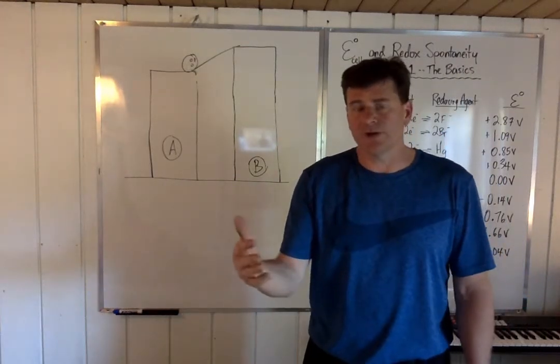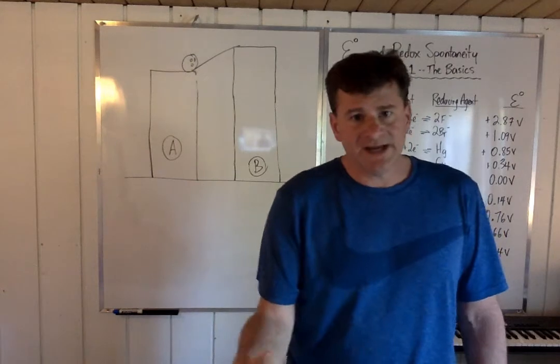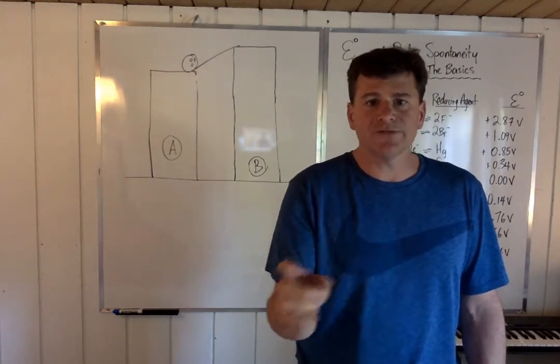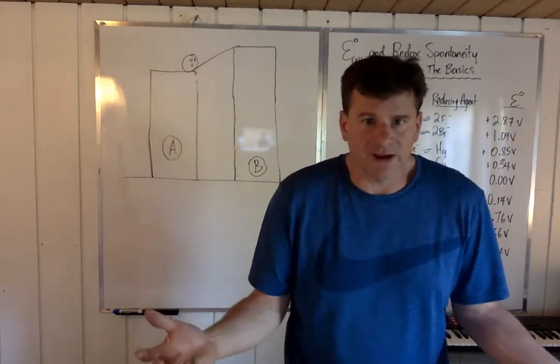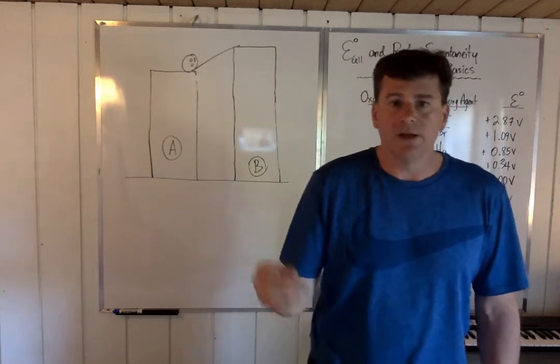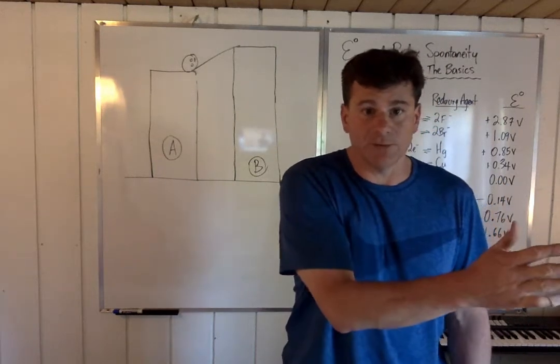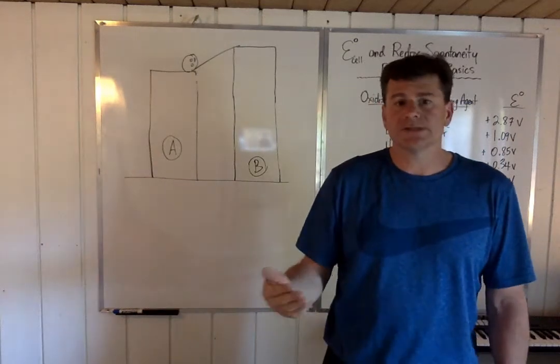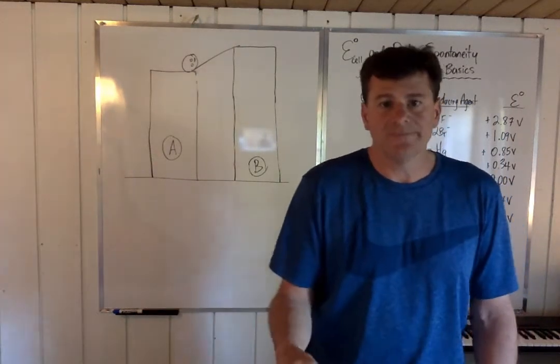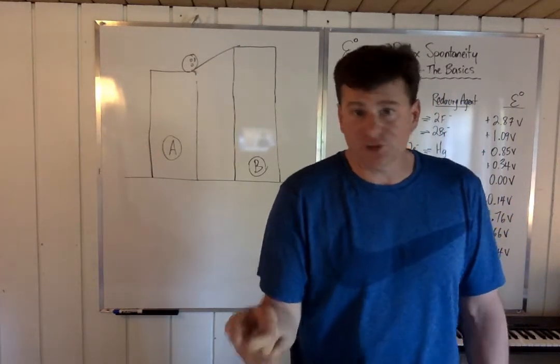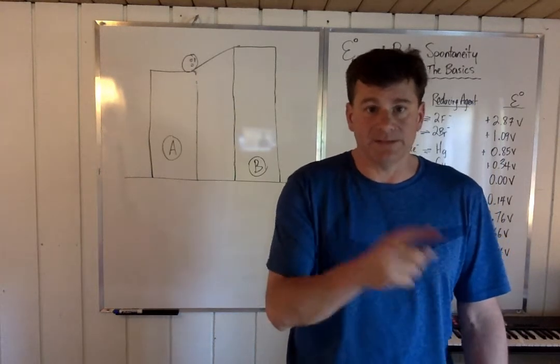So when we're talking about redox reactions, a spontaneous redox reaction will have the transfer of electrons, just like the gravity pulling the bowling ball downhill. The transfer of electrons will happen spontaneously from chemical A to chemical B. If it is a non-spontaneous reaction, then the electrons will not transfer spontaneously from A to B.